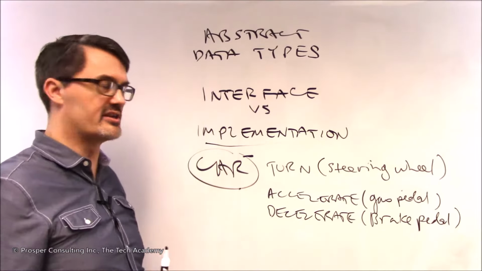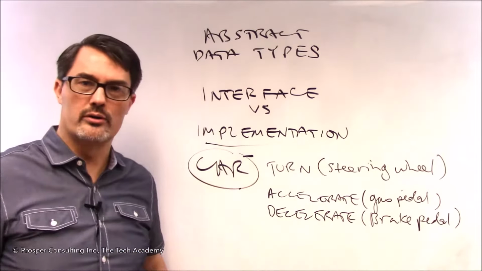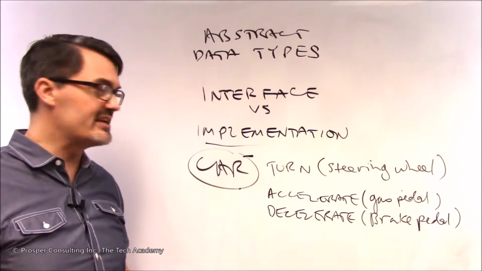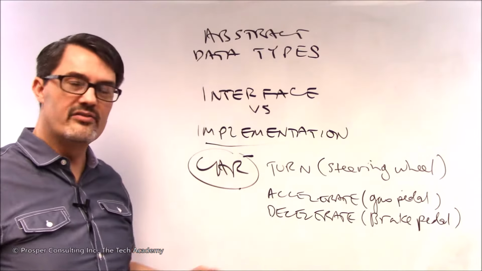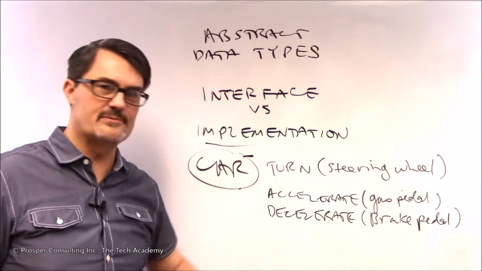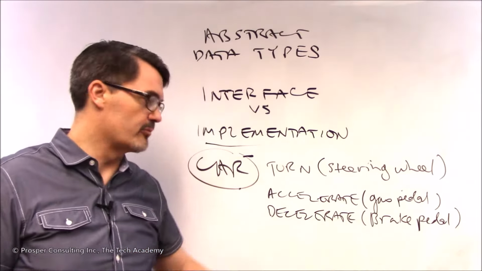We're going to use a car as an example. So here we have a car. A thing it can do is turn. The interface that the user sees is a steering wheel. A thing this car can do is accelerate. The interface that the user sees is a gas pedal. It can decelerate. The interface that the user sees is a brake pedal.